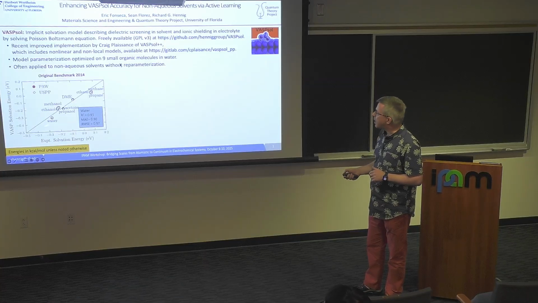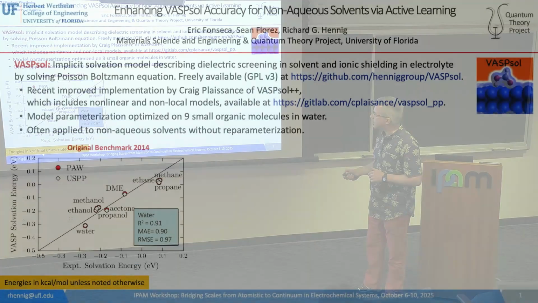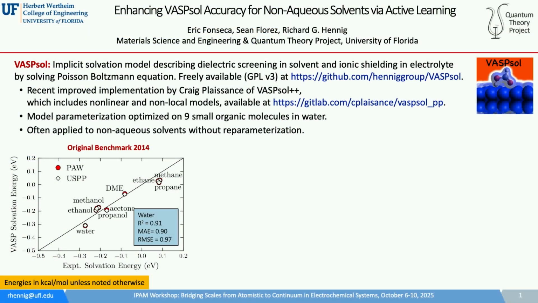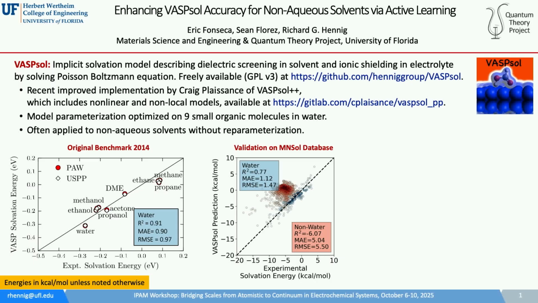Here was the original benchmark, 9 organic molecules. This was essentially based on what the JDFTx method had implemented. We used the same molecules and essentially the same parameters for it, and it does a pretty decent job. All the energies are in kcal per mole. It does a decent job for things solvated in water. I'm going to show you later that our validation shows that for water, the blue points, it's pretty good. For non-water, I'll tell you more.